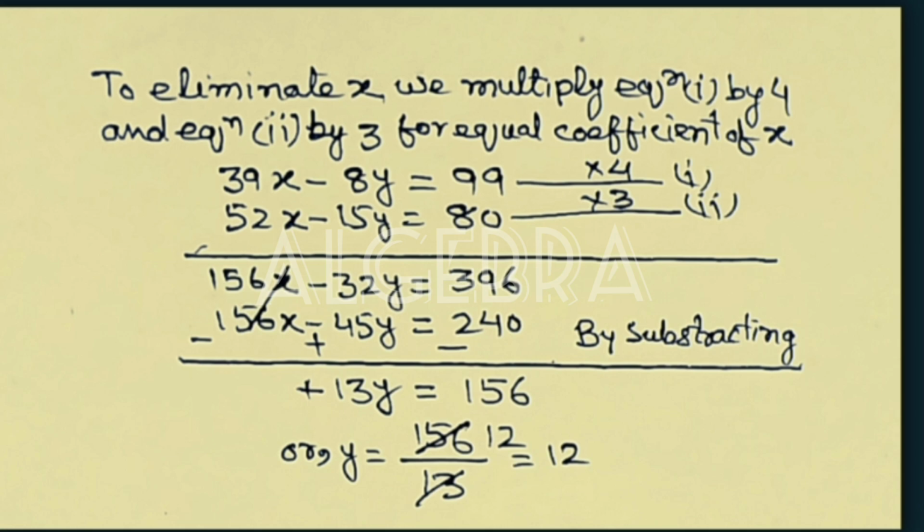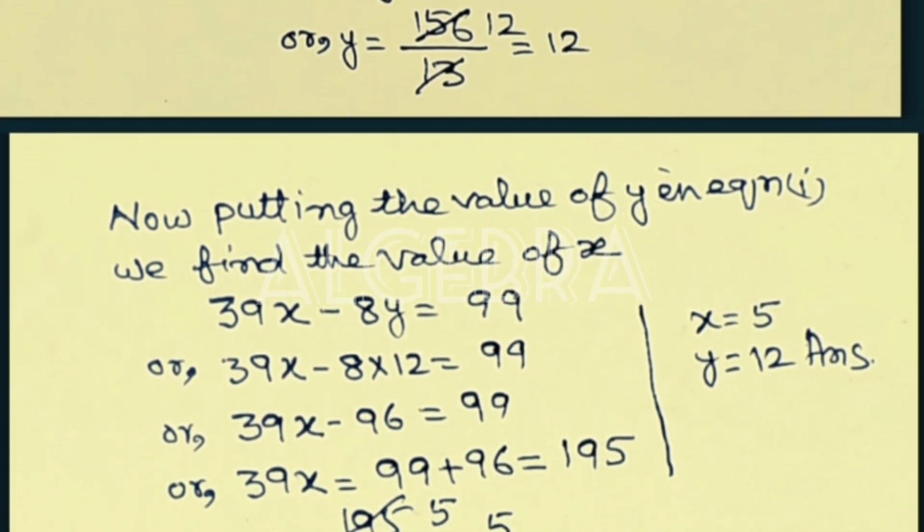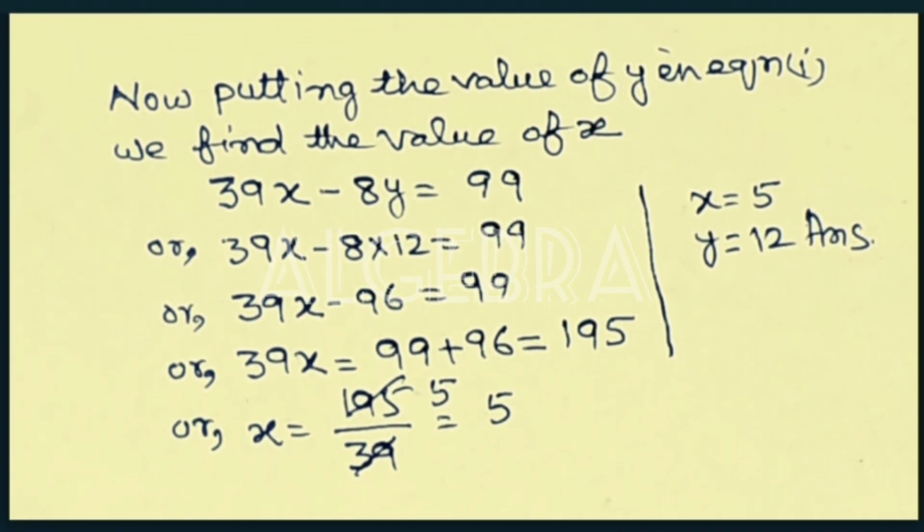156x - 32y = 396 and 156x - 45y = 240. By subtracting, 13y = 156, or y = 156/13 = 12. Now putting the value of y in equation 1, we find the value of x.